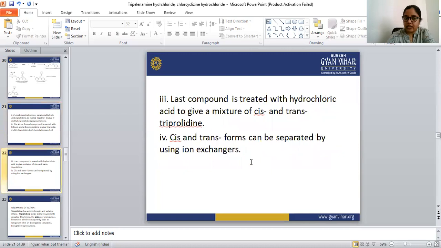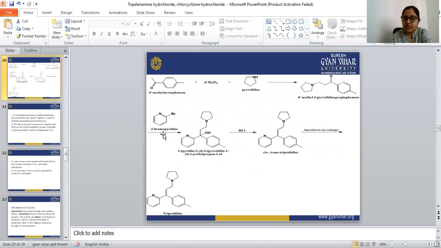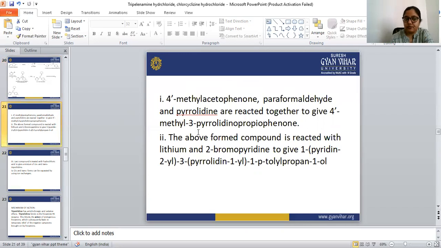This product is reacted with hydrochloric acid to produce the mixture of the cis and trans forms of the triprolidine. The cis and trans forms we can separate by using ion exchangers. So this is the synthesis of the triprolidine. This is a most important question in the antihistaminic agents: how we can synthesize triprolidine hydrochloride. We have to write this reaction as well as this theory also.